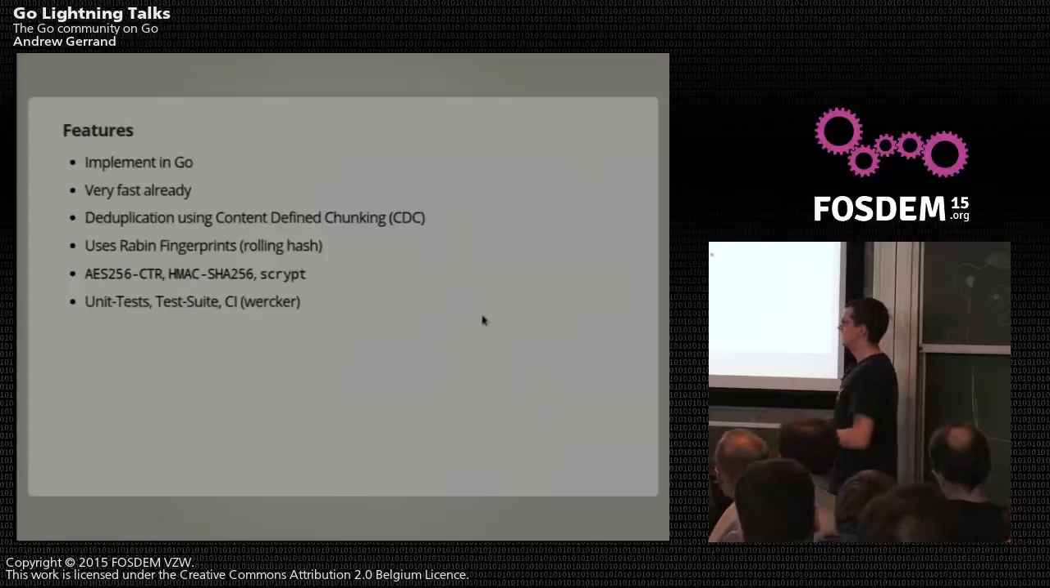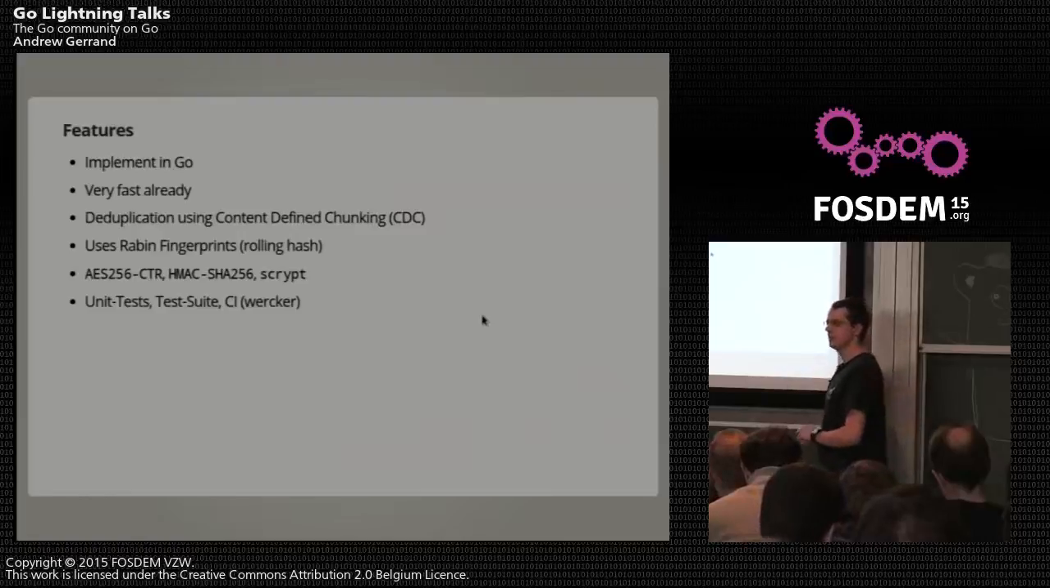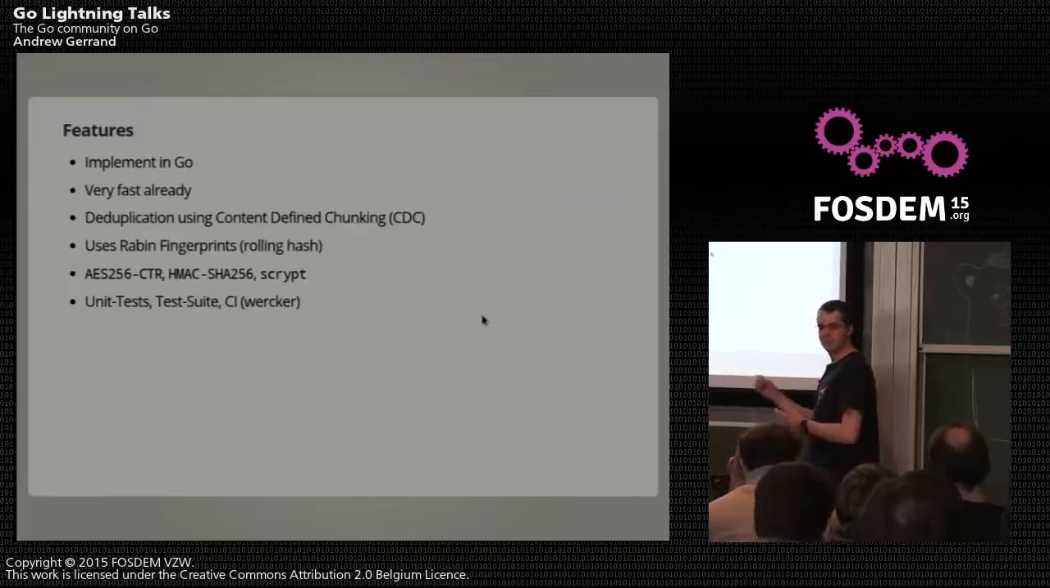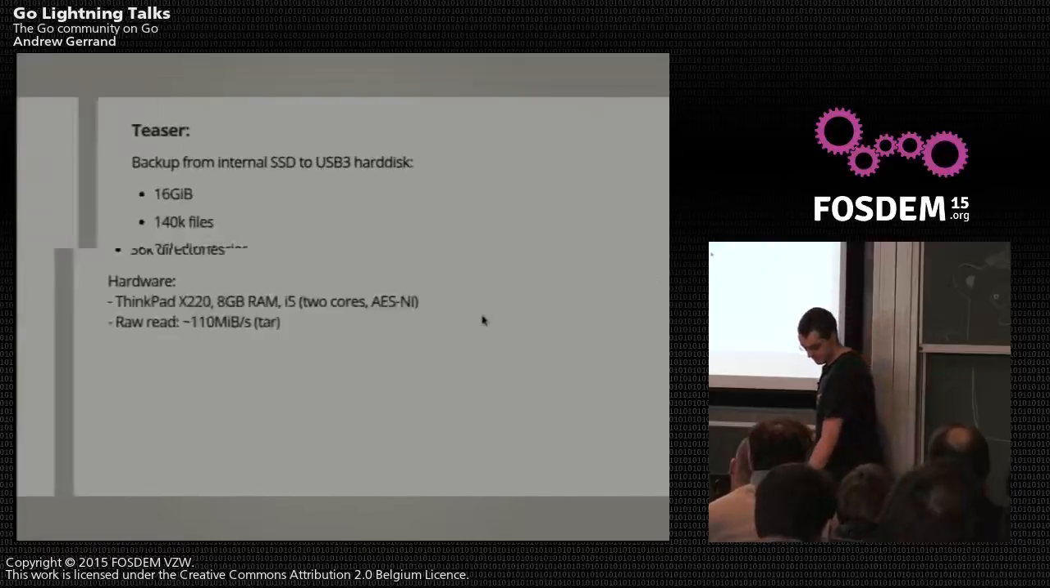You should read it. Then I'm using AES in counter mode. I'm using HMAC with SHA-2 and scrypt. And I have some unit tests. I have a test suite at the moment implemented in Bash, because I would like to have a second language besides Go for that, but this might change at another time. And I've set up a continuous integration server with Werker, so every push to the GitHub repo is automatically built and the test suite is run. At the moment, it's licensed under the BSD 2-clause license, so it's free software.